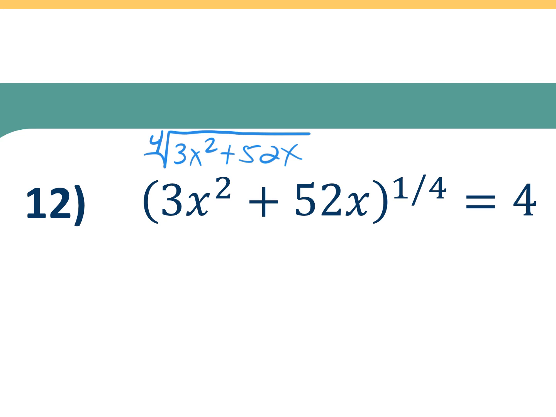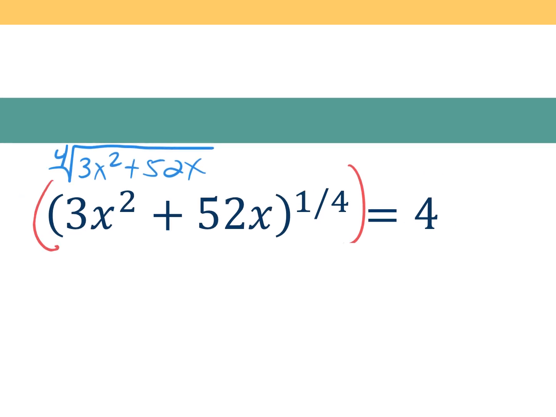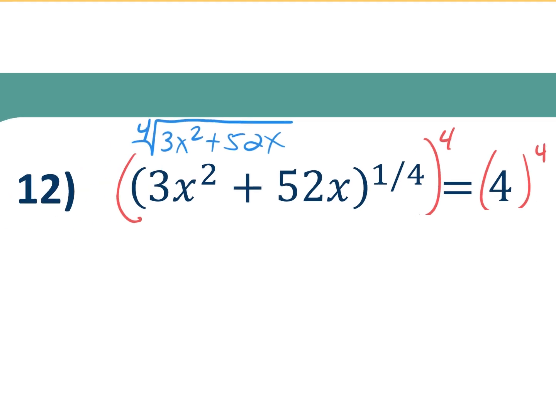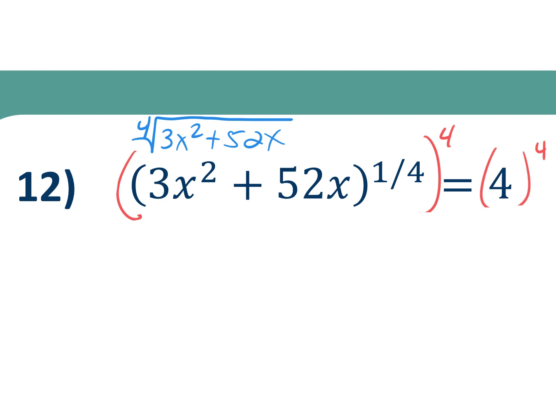Undo the 4th root, you're going to raise to the 4th power. If I want to undo something to the 1/4 power, I multiply by the reciprocal. What's the reciprocal of 1/4? 4. Not negative, just positive. So I'm going to raise both sides to the 4th power. So what happens with 1/4 and 4? Cancels. So I have 3x squared plus 52x equals.